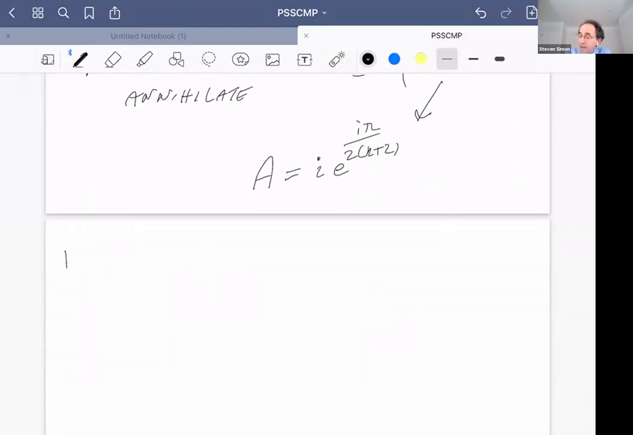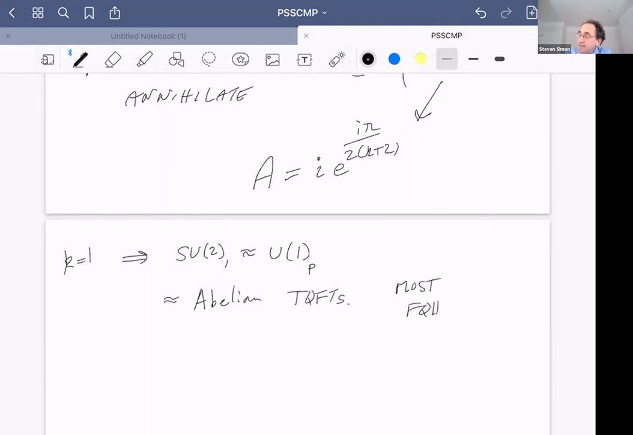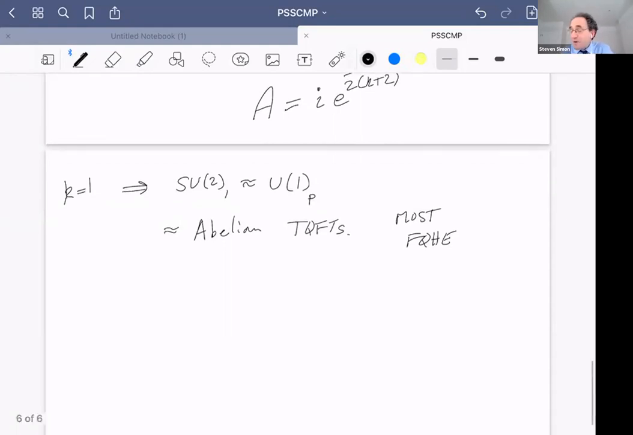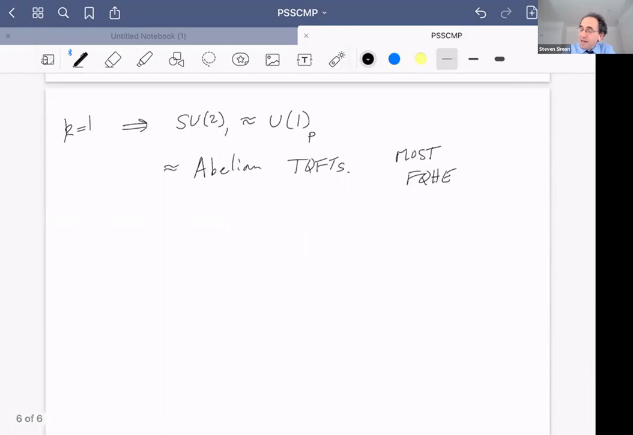So we can make a table of the different possible values of k. k equals 1, for those who know what this is, SU(2) level 1 is essentially isomorphic to U(1) at some level, and these fit in a class known as abelian TQFTs. Most of the fractional quantum Hall effect fits in this category. I'm not going to say much about what I mean by this, but I think you'll hear more about it in the next talks as you go on.